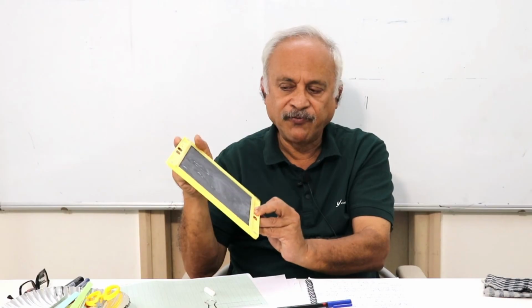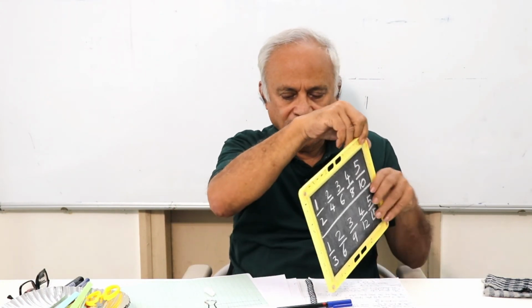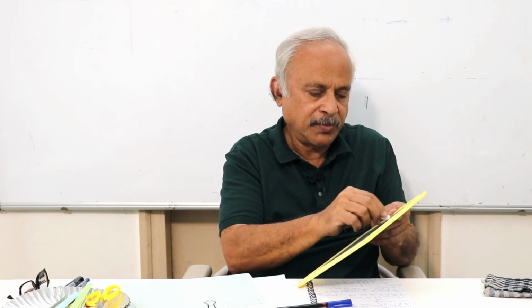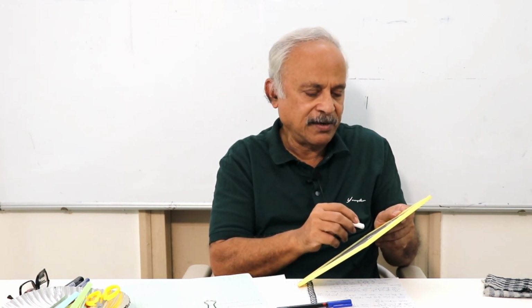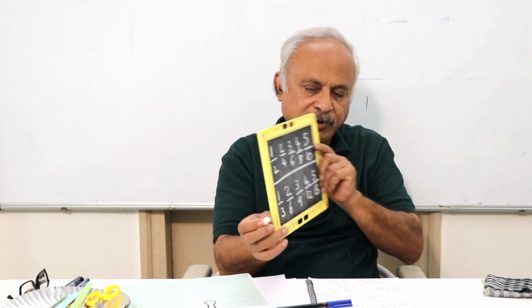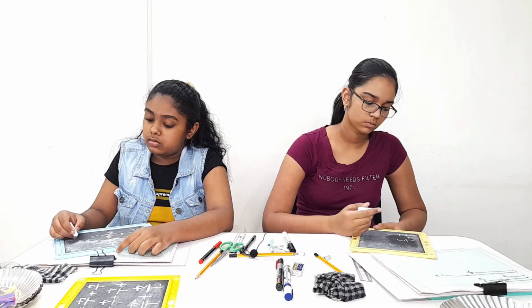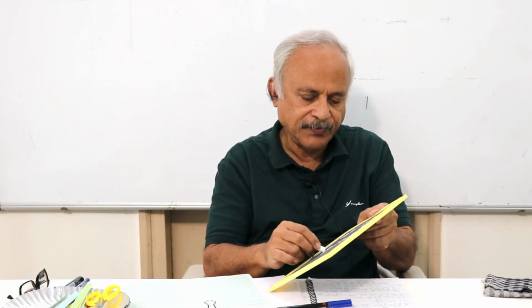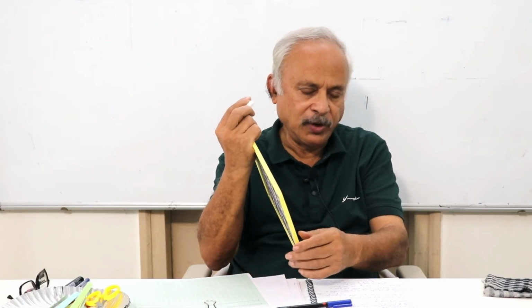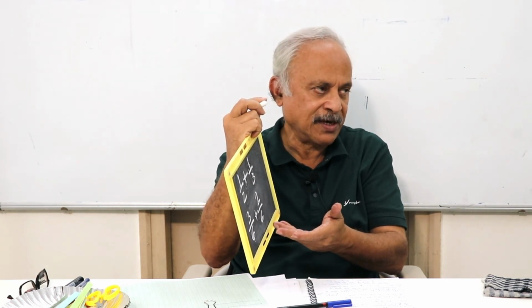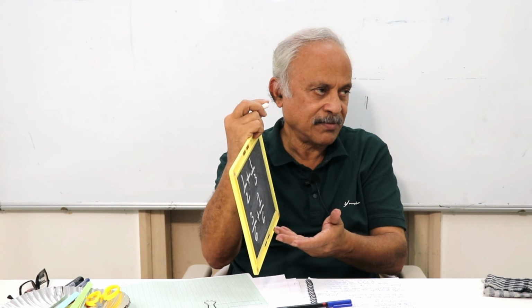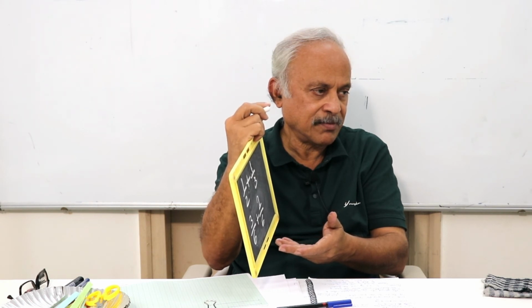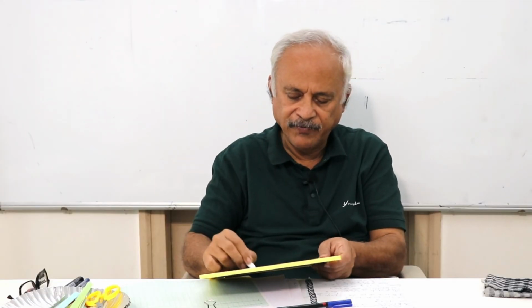So now for this problem, which is 1/2 plus 1/3, I can write it in pieces of the same size. For 1/2, I will write 3 by 6. And for 1/3, I will write 2 by 6. And we know how to add 3 by 6 plus 2 by 6. The answer is 5 by 6. So the answer is 5 by 6.